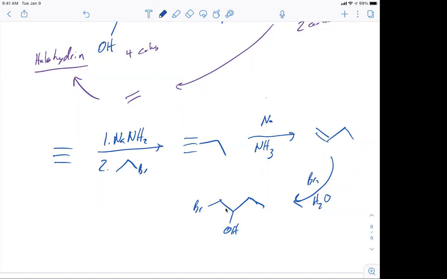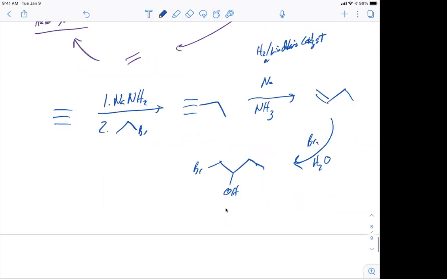We could have also used hydrogen and Lindlar's catalyst here. And it might have been better to do that. Sodium, you know, you've got to be careful or it could catch on fire. Okay, let's try another one.